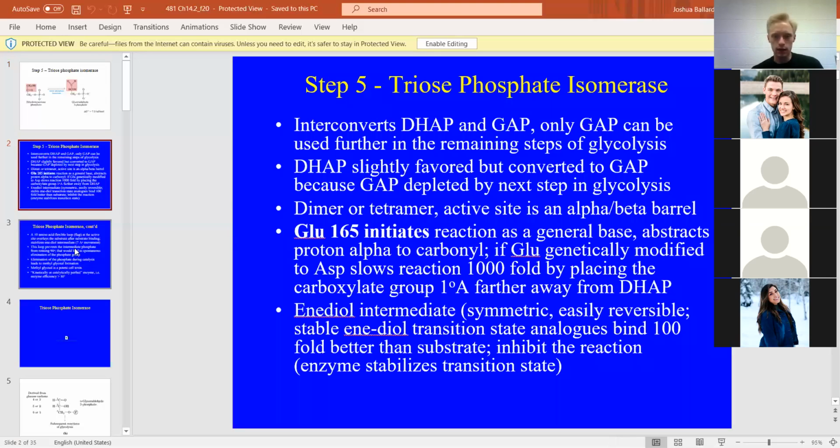And this talks about what the intermediates are, as well as the features of the isomerase. So this is the function of it. DHAP is slightly favored, but it's converted to GAP because GAP is depleted by the next step in glycolysis, meaning GAP will be moving on. Triose phosphate isomerase can be either a dimer or a tetramer, and the active site is also an alpha-beta barrel. I believe the aldolase in step 4 was also an alpha-beta barrel. And this bullet point talks about how the reaction goes.